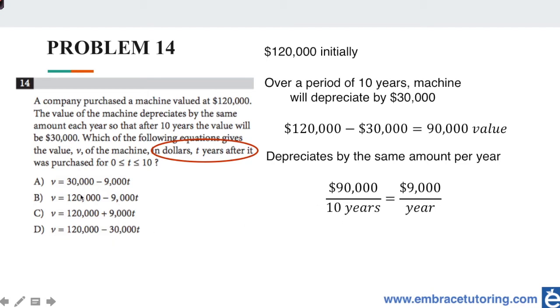Now, my 120,000 is going to be my initial amount. So this is what I'm starting from. The minus sign is representing depreciation. The 9,000 is my amount of depreciation per year, and the T is going to represent years. So you'll notice that these units would actually cancel because it's a rate, right? This is $9,000 per year, and then multiplied by years. The years would end up canceling, which does work out. So B is therefore going to be my best answer for number 14.